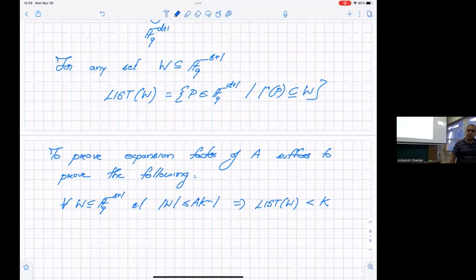Yeah, K less than or equal. You also want to show if something smaller is expected. So this basically will show that for every k, I will show the statement for every k. For every k, I will show expansion by factor A for sets of size k suffices.